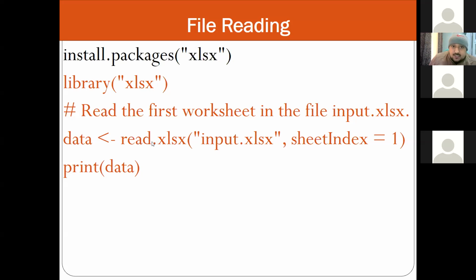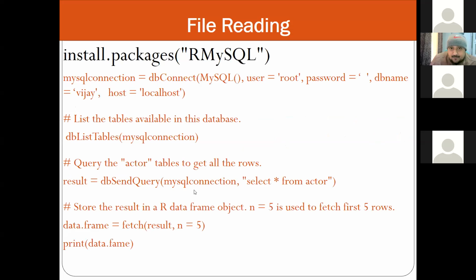Thereafter, we write the command read.xlsx. In that case, you mention the file name. Thereafter, you also mention the sheet index number, because it is possible that the data is in sheet number 1, sheet number 2, or sheet number 3. You mention whether the data is present in sheet 1, 2, or 3. Then it will pick the data and transfer it to the variable data. Then you write print data.